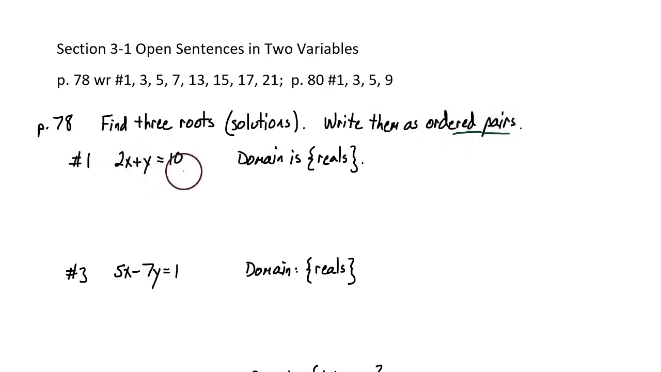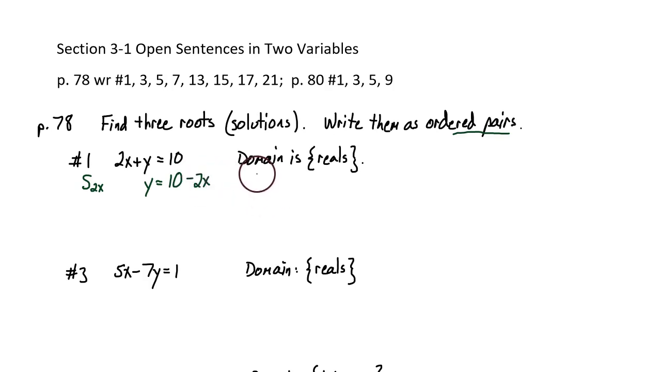The other thing we're told for number 1 is what numbers we're allowed to try for x. The domain is the real numbers, so any whole number or integer or decimal or fraction is a legitimate choice for x. A systematic way to find roots to an equation with two variables is to solve the equation for one of the variables. For this problem, we can get the letter y alone by subtracting 2x from both sides. So this makes y equals 10 minus 2x.